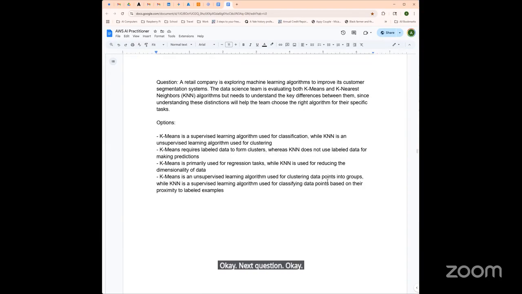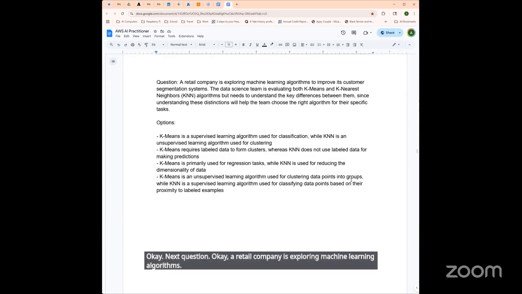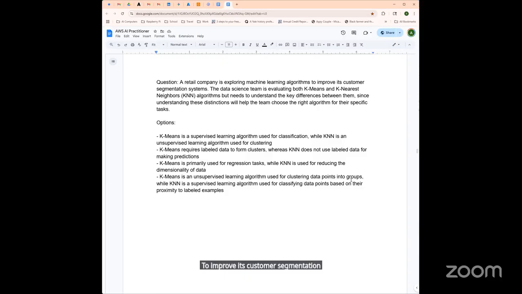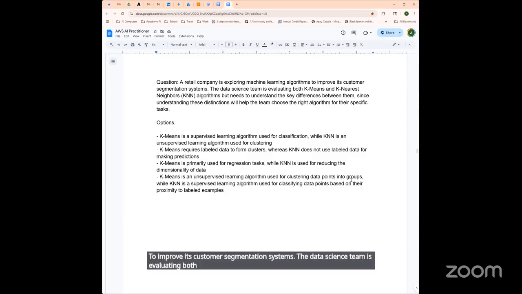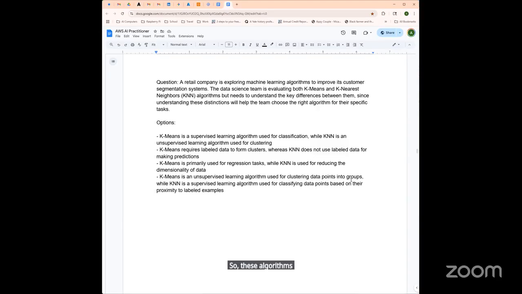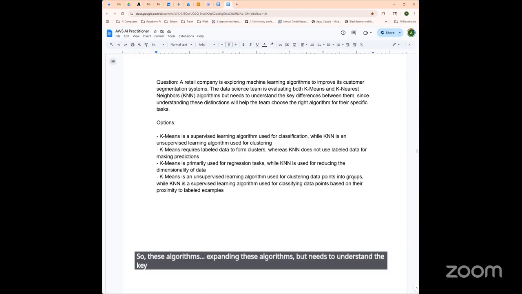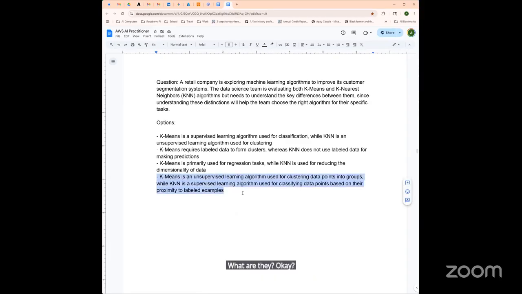A retail company is exploring machine learning algorithms to improve its customer segmentation systems. The data science team is evaluating both k-means and k-nearest neighbors, KNN. They are expanding these algorithms but need to understand the key differences between them, since understanding these distinctions will help the team choose the right algorithm for their specific tasks. K-means is an unsupervised learning algorithm used for clustering data into groups, while KNN is a supervised learning algorithm used for classifying data points based on their proximity to labeled examples.